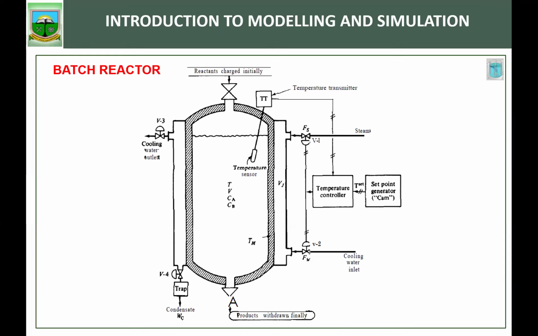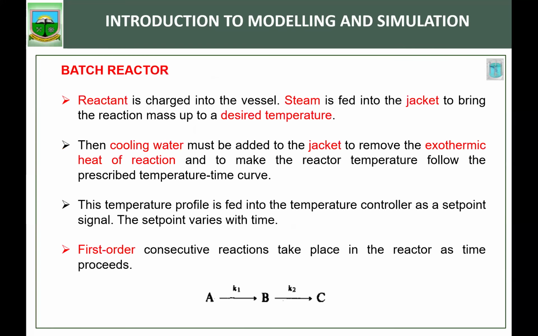So let's look at the assumptions and maybe just talk about the description a little bit before we go to the equations. So we are saying that the reactant is charged into the vessel, which I've just said. And then we use steam to heat the system through the jacket, or what we call the heating jacket. So this heating jacket uses steam to raise the temperature of the system to the desired temperature.